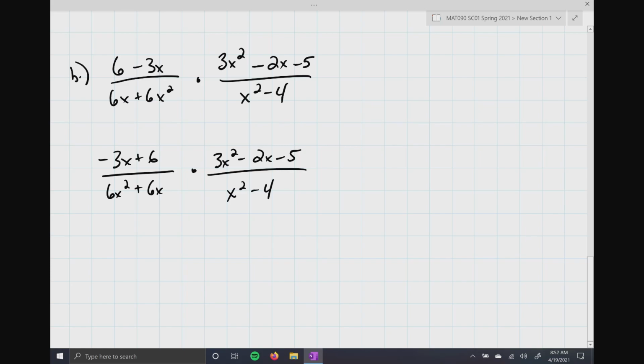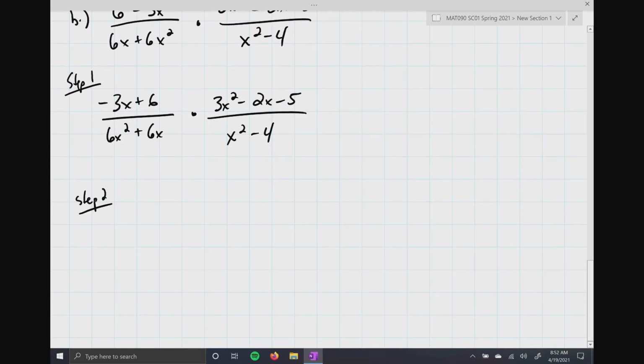Now, step 1 is done. So I guess for step 1, maybe I should be writing out these steps. Step 2, now I'm going to completely factor everything. The easiest way to do this is start in the upper left-hand corner of the fraction and just do it one by one. So for the first fraction, the negative 3x plus 6, I can factor out a negative 3. That's going to give me x minus 2. So far, so good, everyone. Now, the 6x squared plus 6x. I could definitely factor out a 6x.